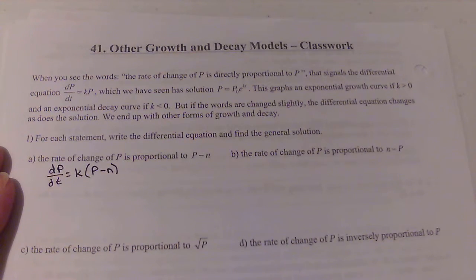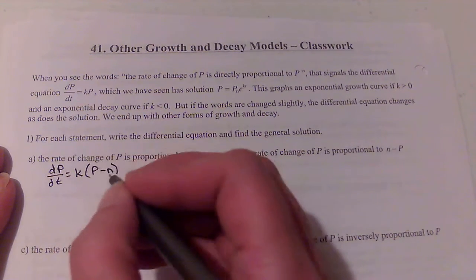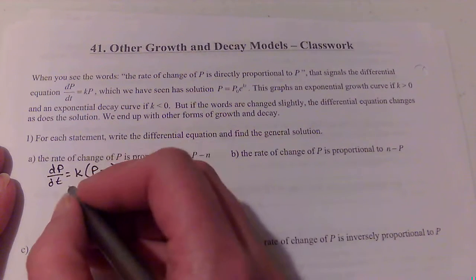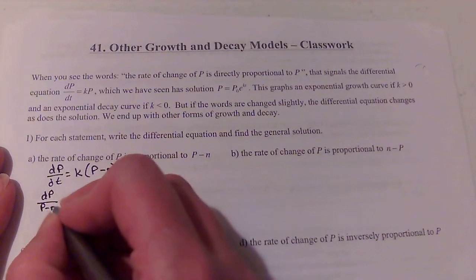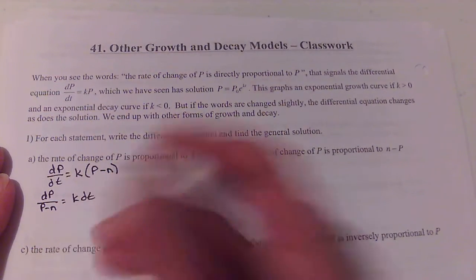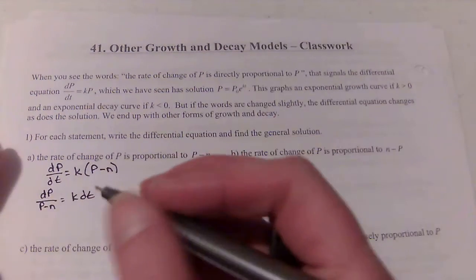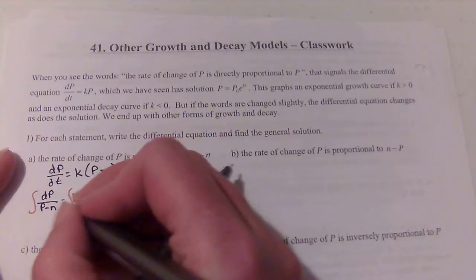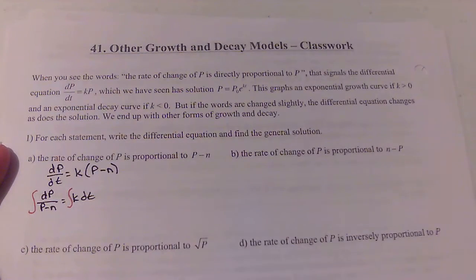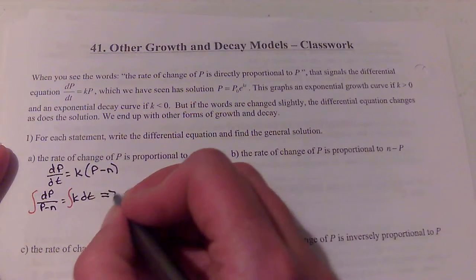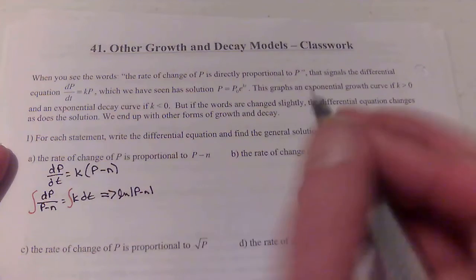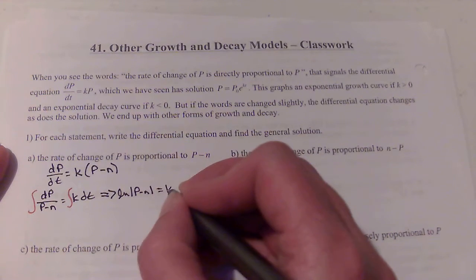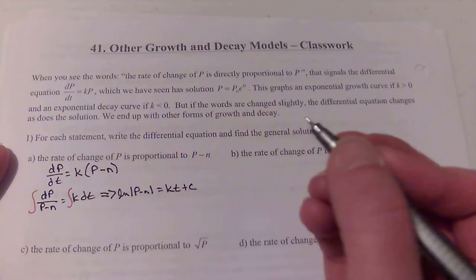And we'd have to solve that differential equation. Well, that would be dp over p minus n equals k dt. Take the integral of each side. Our variable is in the denominator, so that would give us technically natural log of the absolute value of p minus n, but we'll take the positive version, equals kt plus some c.